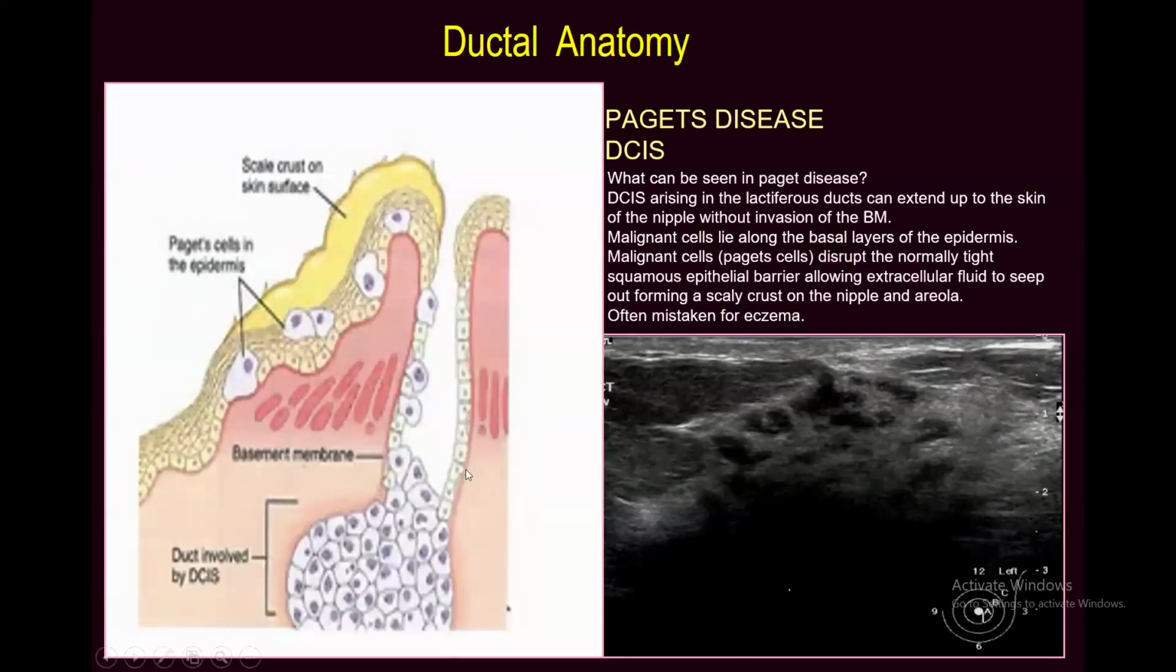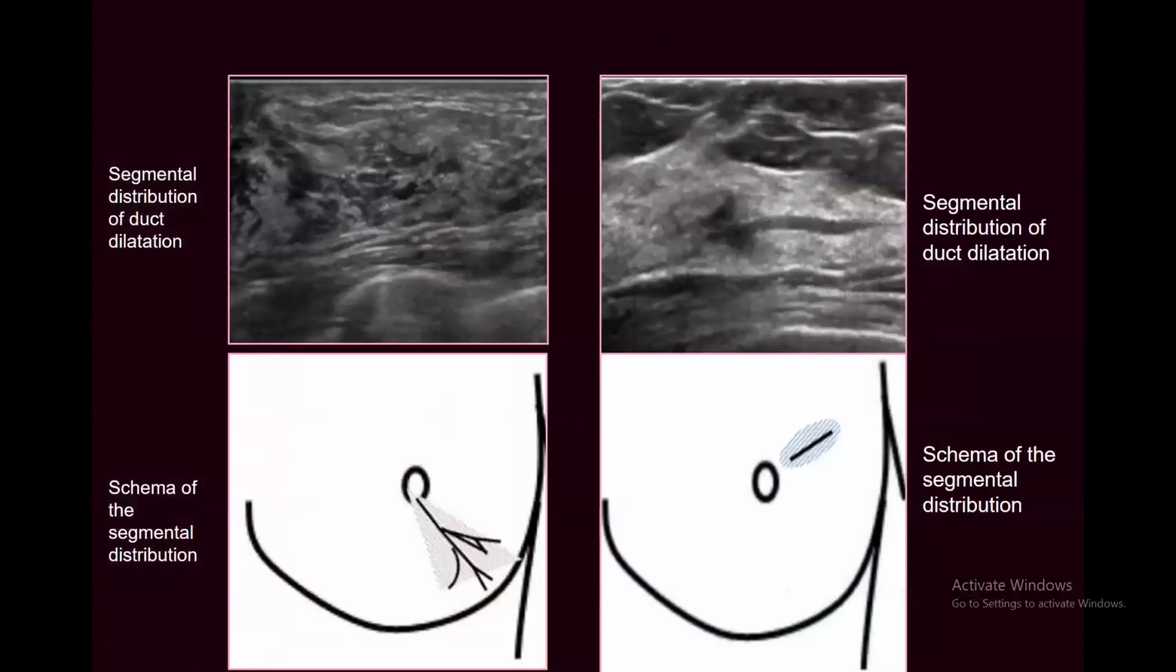And as we mentioned before, the cells in Paget disease inside the ducts can extend along the epithelial line because it is continuous with the skin of the nipple, reaching the nipple, resulting in pagetoid cells. One of the theories. Okay.